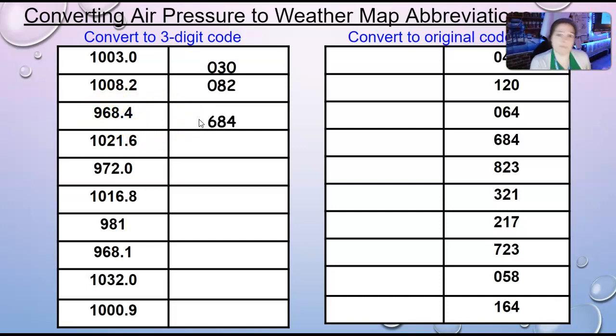684. It is the same whether it is a 10 or 9 in the front. Use the last 3 numbers, no decimal. 21.6, 72.0, 16.8. This is where it's a little tricky. If there's no decimal, you have to act as if there's a decimal and add that 0 at the end. So this is not going to be just 981. It's going to be 981.0. So I'm going to take the last 3 numbers, which is 810. 681, 32.0, and 009. Real easy.